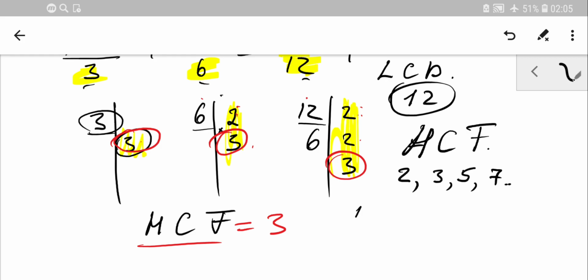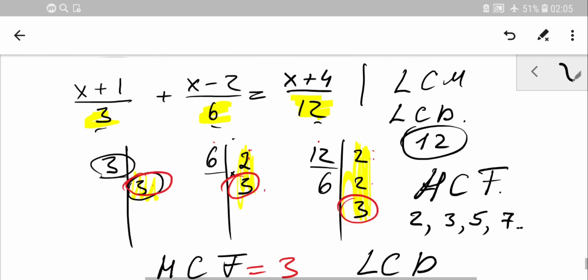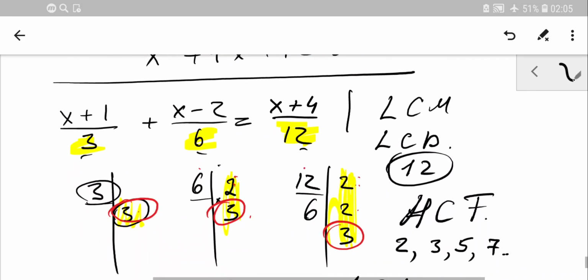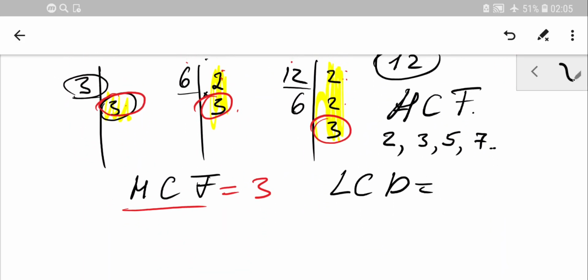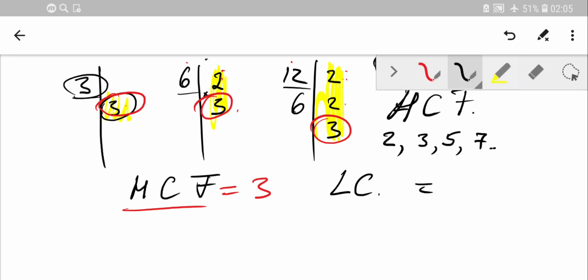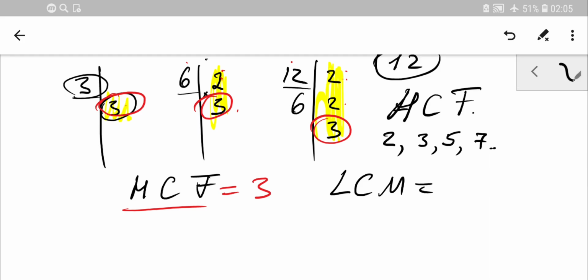Okay, what about LCD? Because our primary goal is to find LCD according to the method. I want to finalize that quick. So about LCD, the lowest common denominator, or in this case just LCM, because in this case they don't look like denominators. All right, so how to find LCM? You just need to take only numbers.